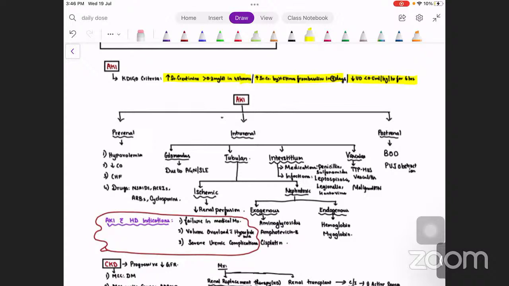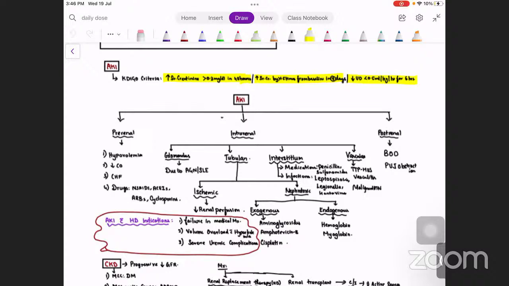Either you may have an increased serum creatinine of more than 0.3 mg per deciliter in the past 48 hours, or there is an increase in the baseline creatinine level, which should be 1.5 times the baseline creatinine level for the past 1 week, or there is a decreased urinary output of less than 0.5 ml per kg per hour for the past 6 hours.